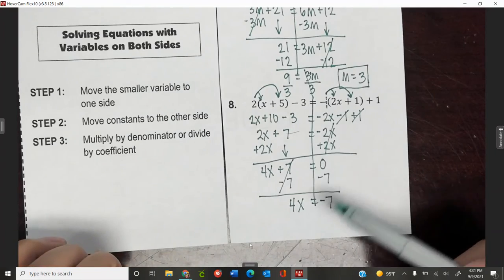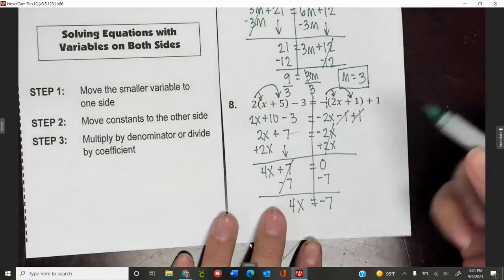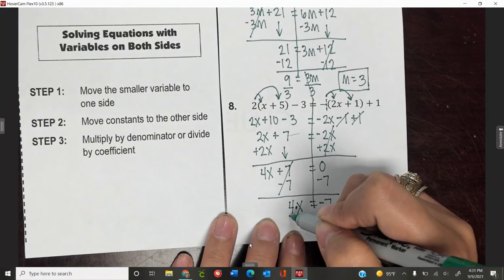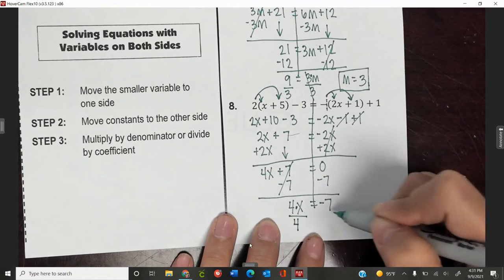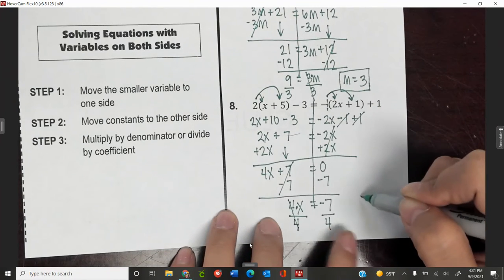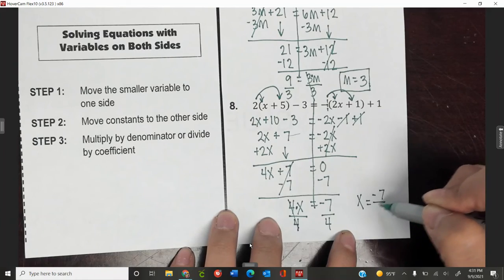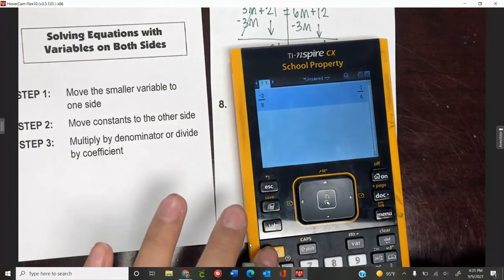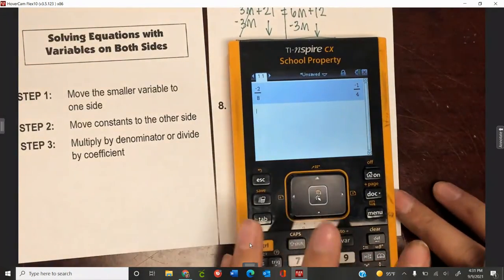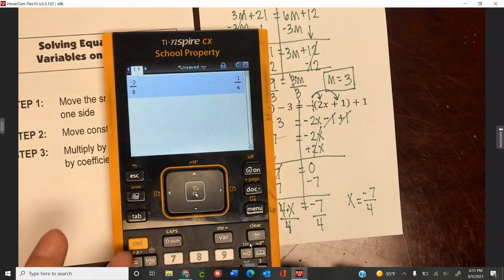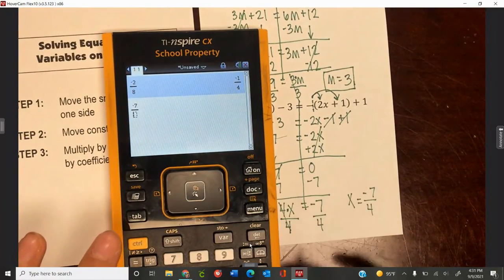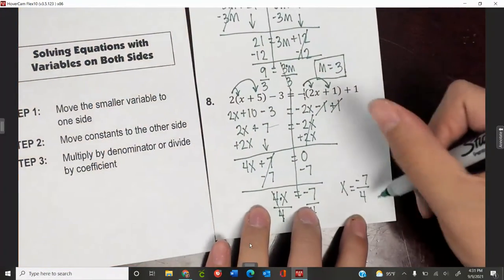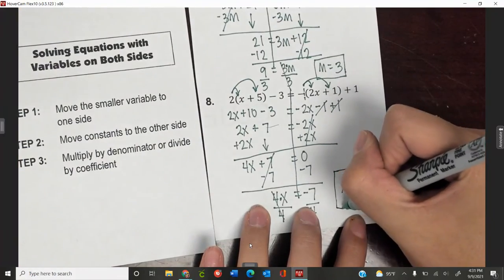Now our last step is going to be to divide by our coefficient, because our variable and our coefficient are multiplying each other. So I'm going to divide by 4 on both sides. My 4's cancel out, and I'm left with x equals negative 7 over 4. Now, I always suggest that you check that this is as simplified as it can get. So control divide, negative 7 on top and 4 on the bottom. And here it still returns negative 7 over 4. So negative 7 over 4 is as simplified a fraction as it gets.